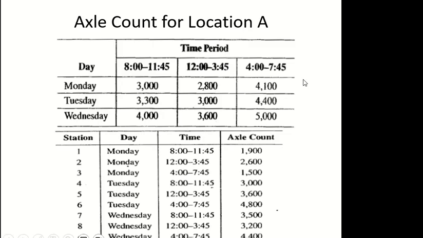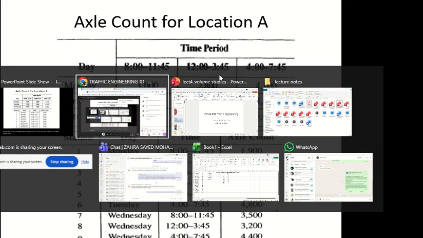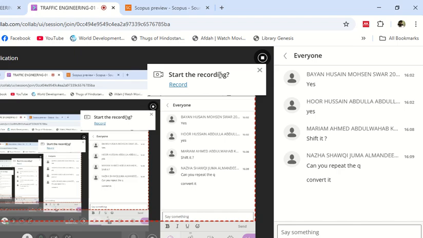I need continuous values, right? 8 to 12, then 12 to 4, 4 to 8. So how do I fill this 15-minute gap? It should be 8 to 12, but now it is 8 to 11:45. What should I do? We need adjustment factor. No. We don't use adjustment factor here.